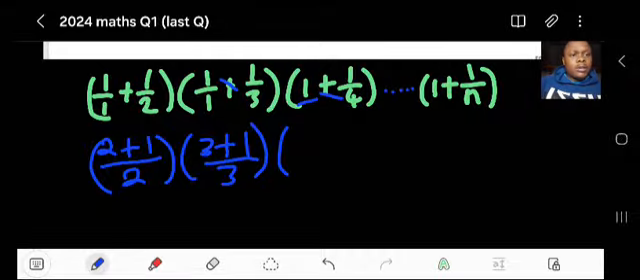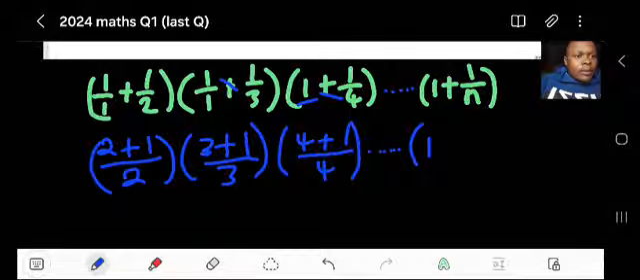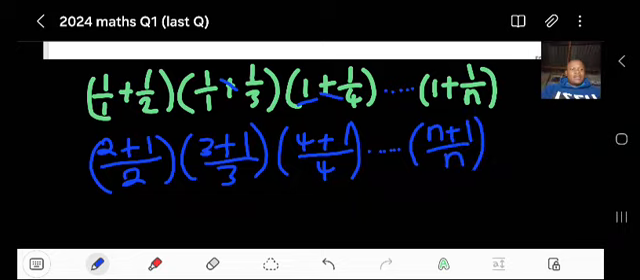Also this one will be 4 plus 1 over 4, right? We have no idea here, we have 1. We do what we do, we multiply by n. We don't know that, it will be n plus 1 over n. So far, this is what I know so far, right?